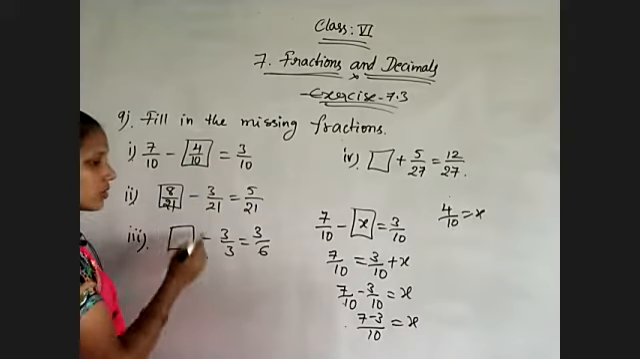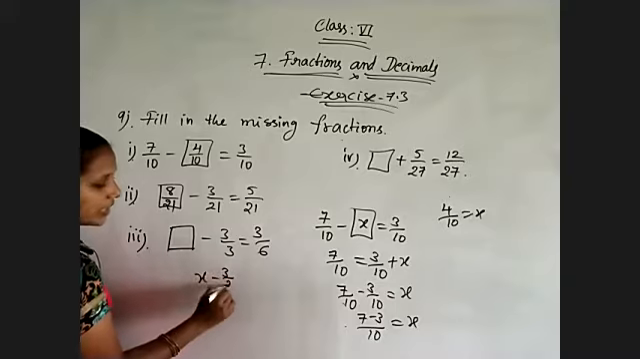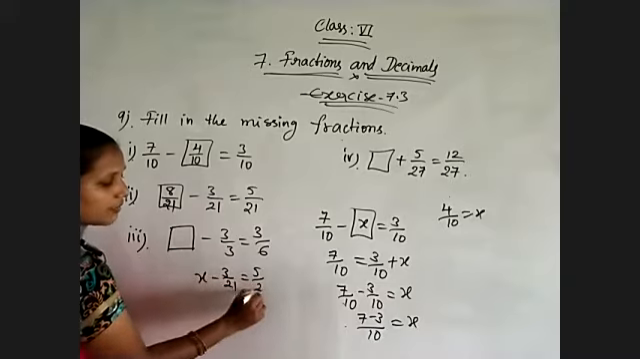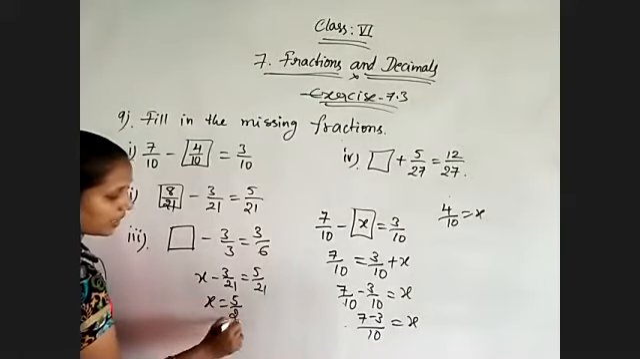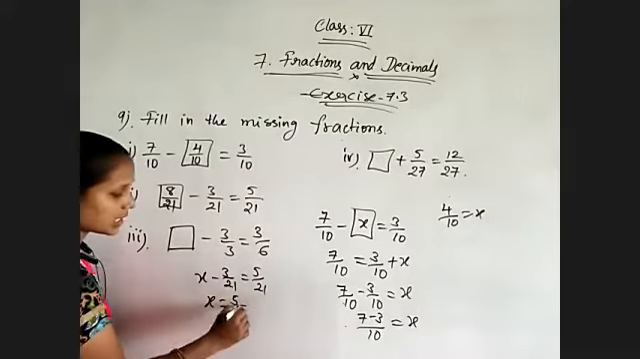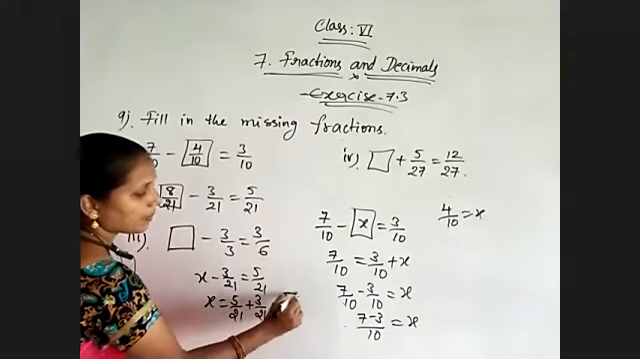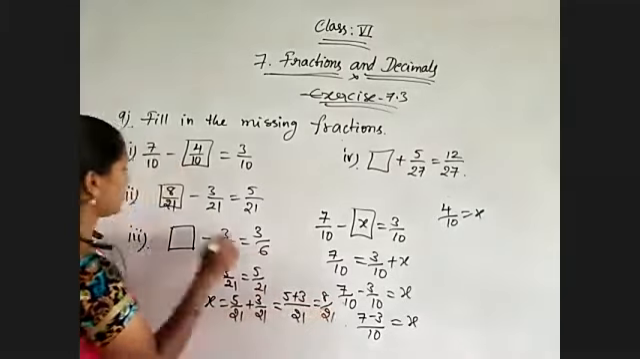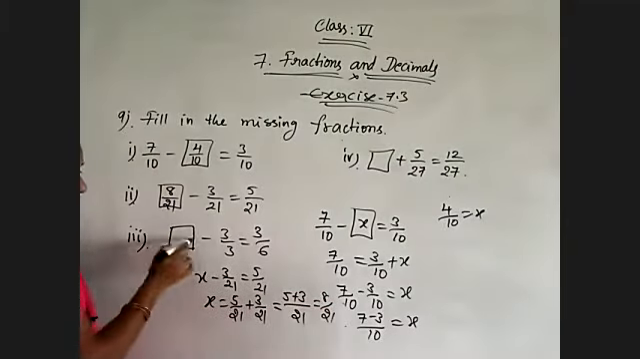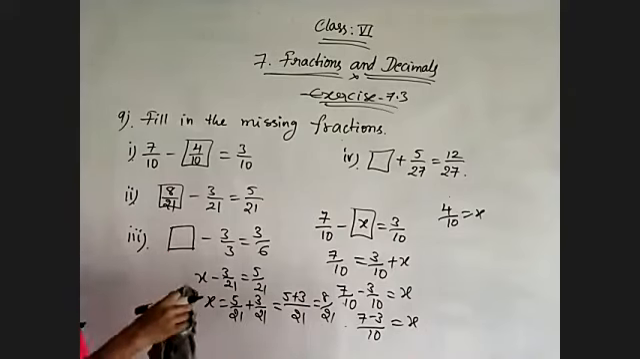That's it. For this question's answer, I will do x minus 3 by 21 equal to 5 by 21. Then x will be equal to 5 by 21 plus 3 by 21, which is nothing but 5 plus 3 divided by 21, equal to 8 by 21. See? And in here, both are unlike fractions. 3 by 3 is there and 3 by 6 is there.